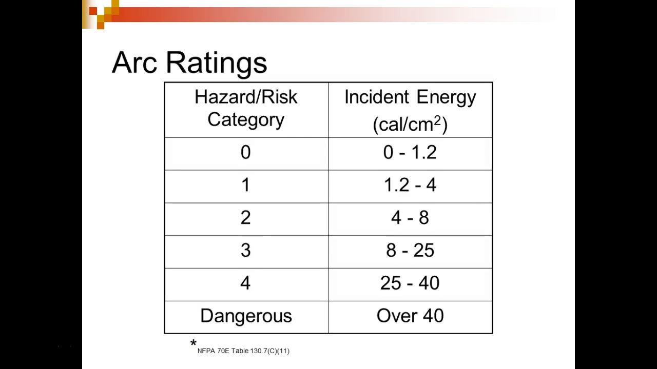Are we okay? This is the arc ratings, and we're just going to look at this. This actually covers a lot better than we do. So this would be the risk. This is where we're in. We're in hazard category 0, and this is where it would be on the classification. They calculate the calories per centimeter squared, right? And this number over here would determine what type of PPE would be required. That makes sense?